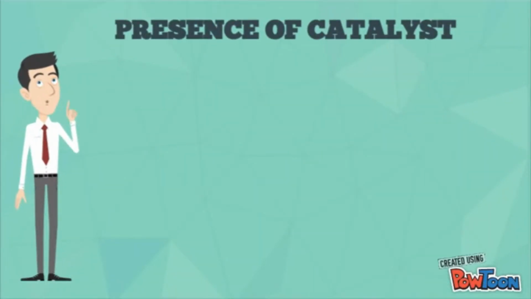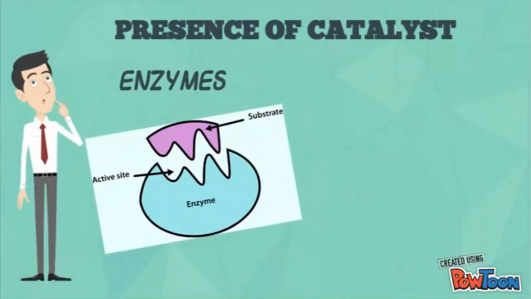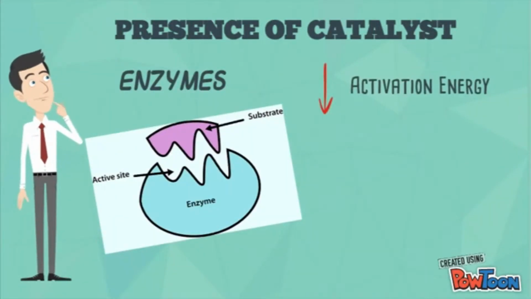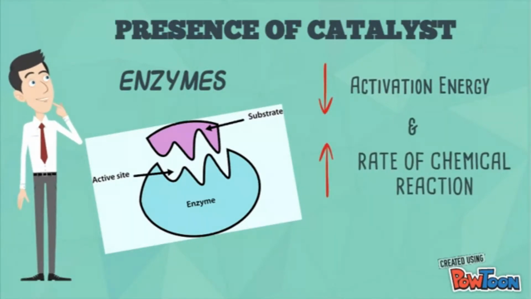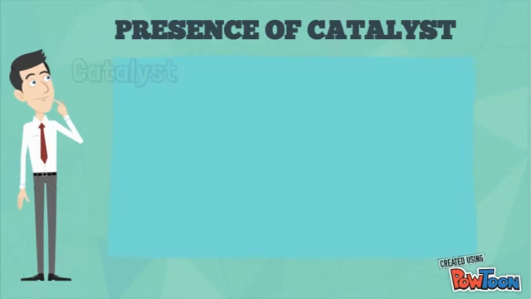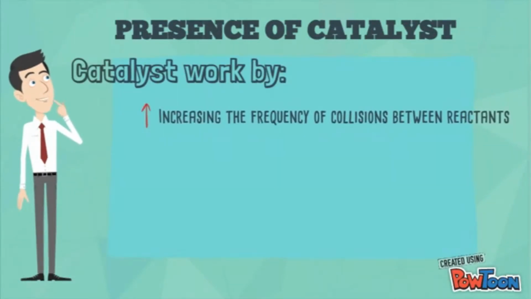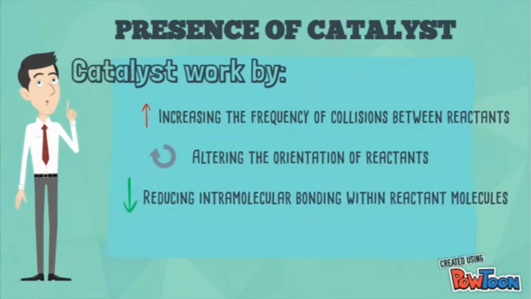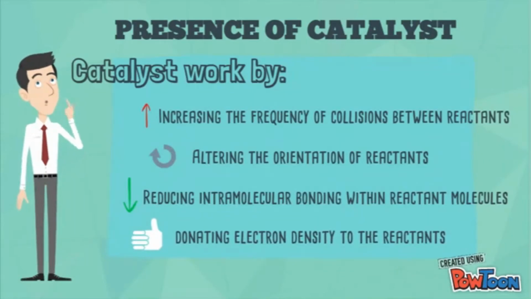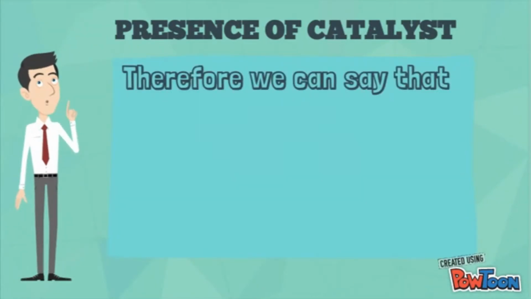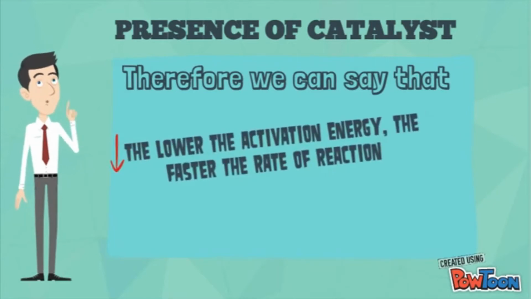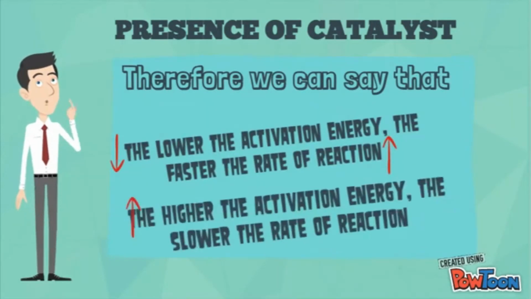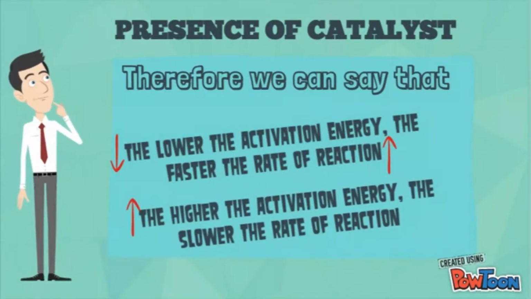Presence of catalyst. Catalysts, for example enzymes, lower the activation energy of a chemical reaction and increase the rate of reaction without being consumed in the process. Catalysts work by increasing the frequency of collisions between reactants, altering the orientation of reactants so that more collisions are effective, reducing intermolecular bonding within reactant molecules, or donating electron density to the reactants. Therefore, we can say that the lower the activation energy, the faster the rate of reaction, and the higher the activation energy, the slower the rate of reaction.